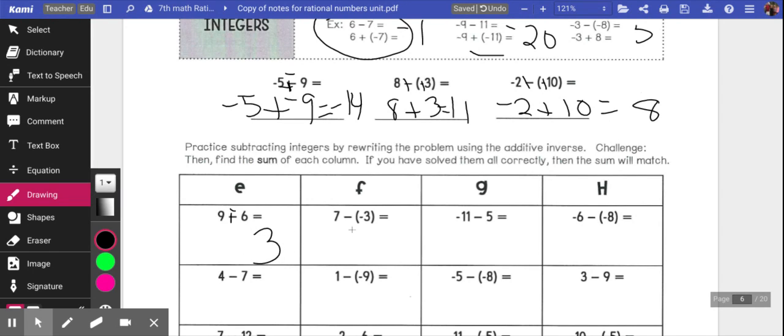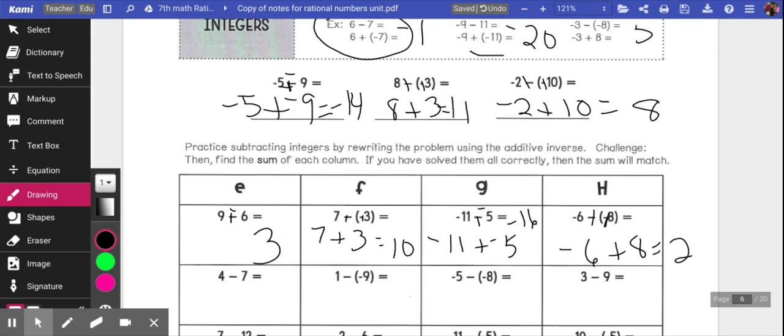So I want you to practice changing the top 3 and finding the answer. So go ahead and pause the video so you can see what you get. Okay, the answers were 10, -16, and 2. So check yours carefully to make sure you have the signs right. I showed rewriting it, and I also showed doing add the opposite to the original problem.